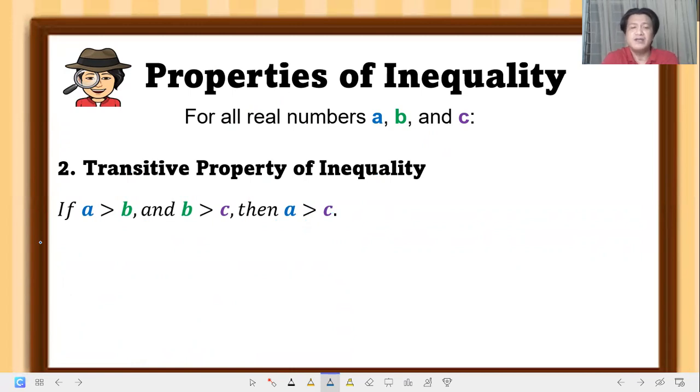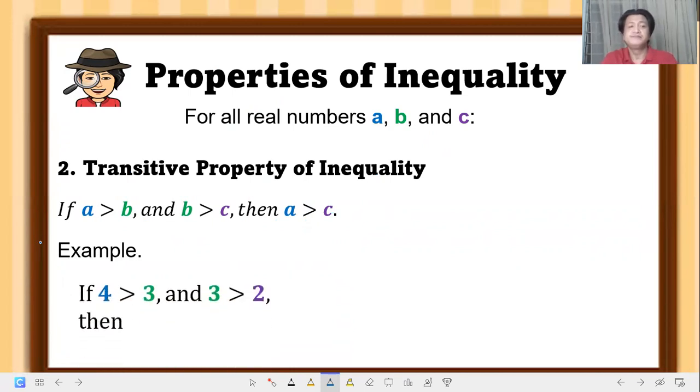Yun yung binanggit ko kanina, no? Okay, example natin. If 4 is greater than 3 and 3 is greater than 2, then all you have to do is kukunin mo lang yung first number mo tsaka yung third number mo. Ibig sabihin yan, 4 is greater than 2. Ganun lang siya. Transitive property ang tawag doon.